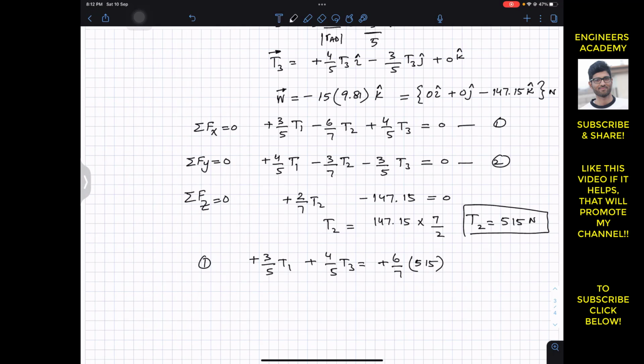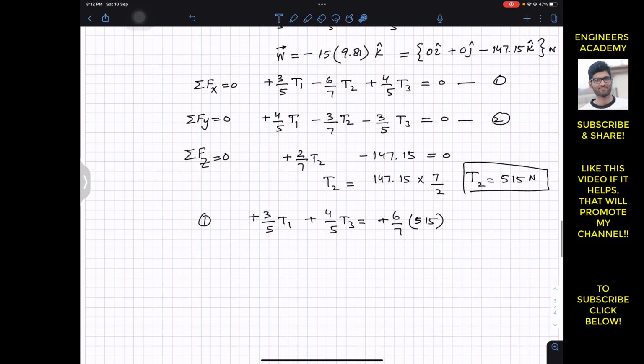So what we want to simplify is we want to get T1 or T3, since in both of these equations now we have two unknowns. So let me write equation 2 as well. So this will be equation 2. Plus 4 divided by 5 T1 minus 3 divided by 5 T3, and if we bring this T2 term to the other side of the equation, it will become positive, so we will have plus 3 divided by 7 T2, and T2 is now known, which is 515.